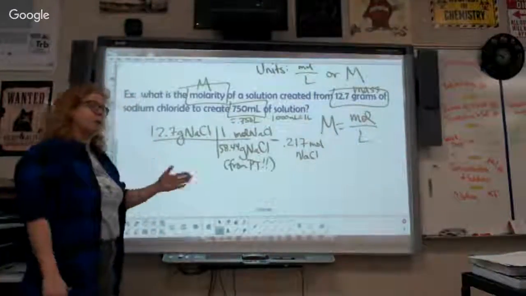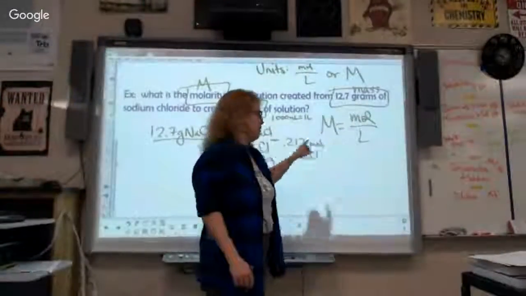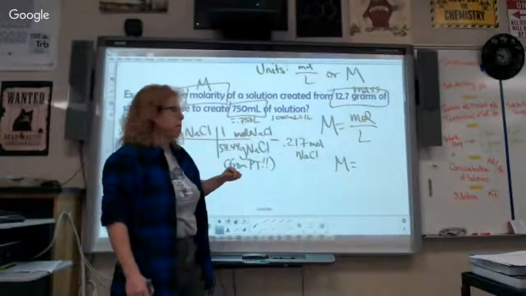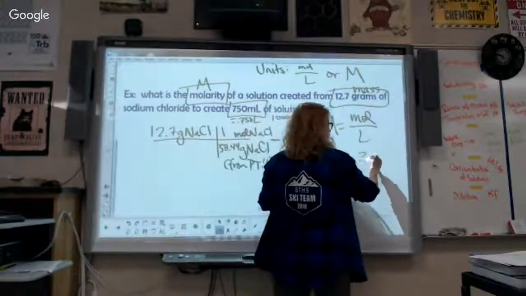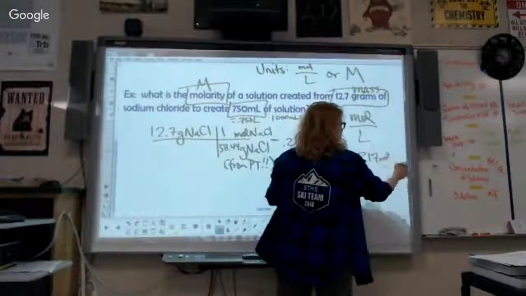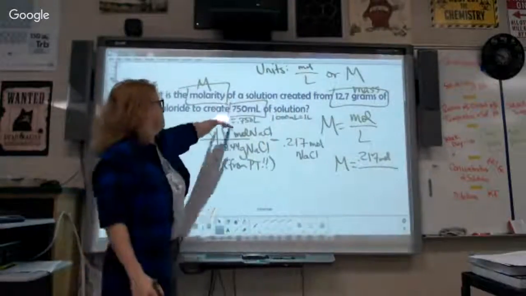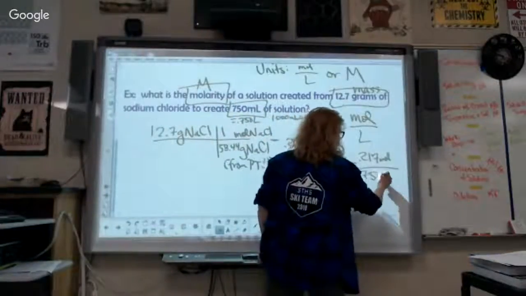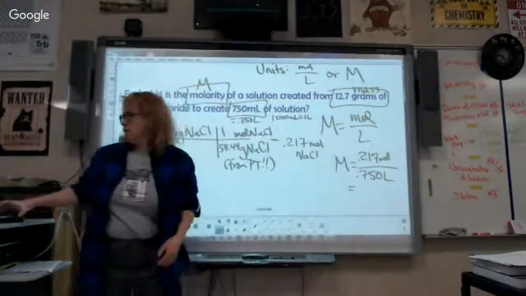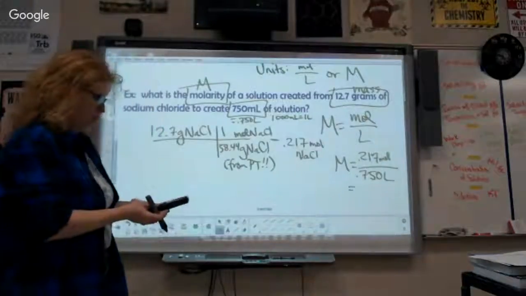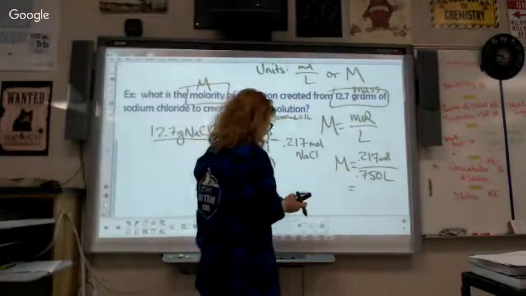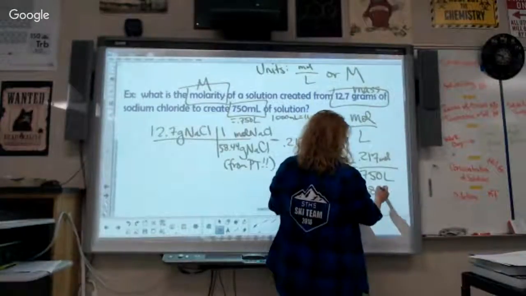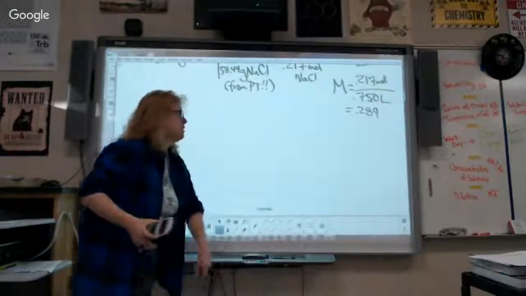So when we do our final math, molarity is moles per liter. We're solving for molarity. Do we now have the moles to put in there? Yep, 0.217. Do we have liters to put on the bottom? Yep, we figured it out there, 0.750. And then it's just a simple division. 0.217 divided by 0.750 is 0.289. Move that up for you guys to see it.